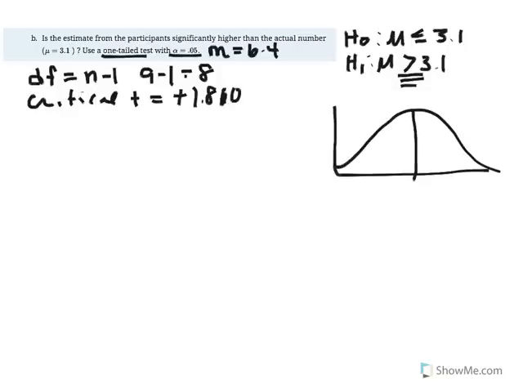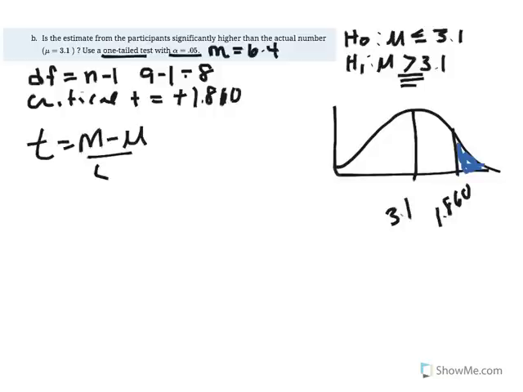So let's draw this out. We have here in the center 3.1. We anticipate that we're going to produce a t statistic that is greater, hopefully greater than 1.860. Again, we're hoping we're going to be in the critical region. To determine that, we're going to calculate our t statistic. Our t is equal to M minus mu over SM.